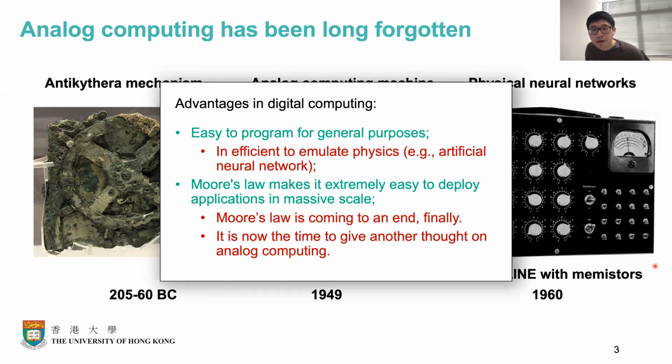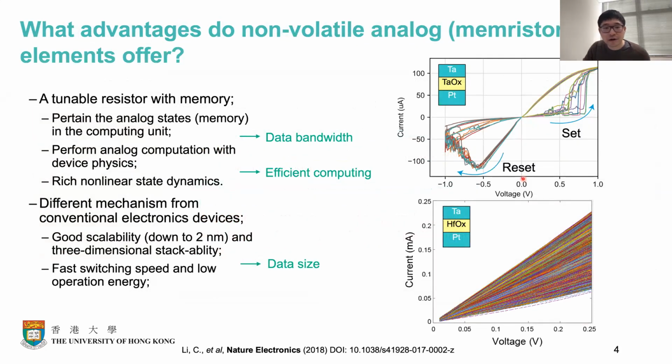And one particular example that shows digital computing is inefficient is the artificial neural network. Because the artificial neural network is not built for the digital domain, and the digital computer is very inefficient at emulating physics. Here in my talk, I'm going to introduce some works that use our device to emulate neural networks. All the work is grounded in an emerging non-volatile resistive analog memory device, or we can call it a memristor, which is basically a resistor with memory.